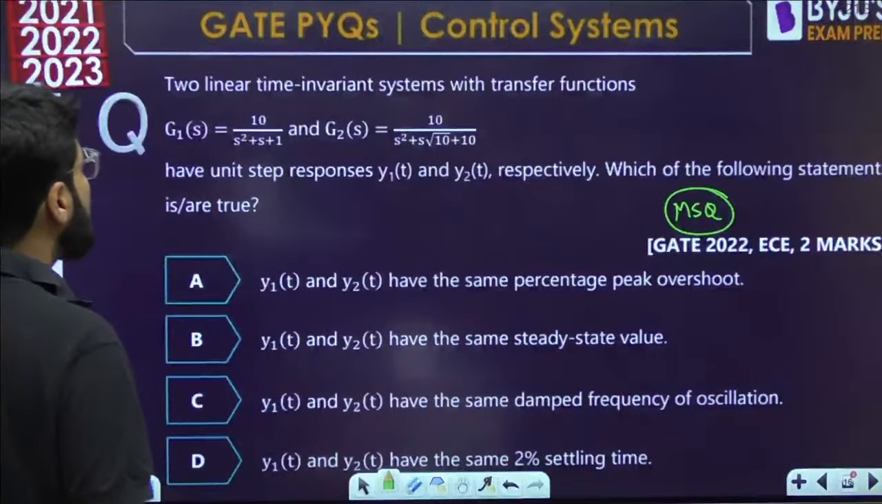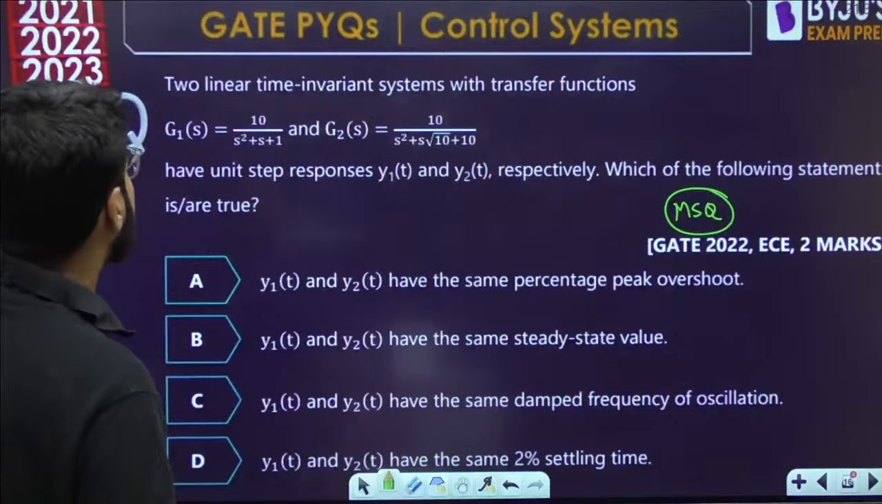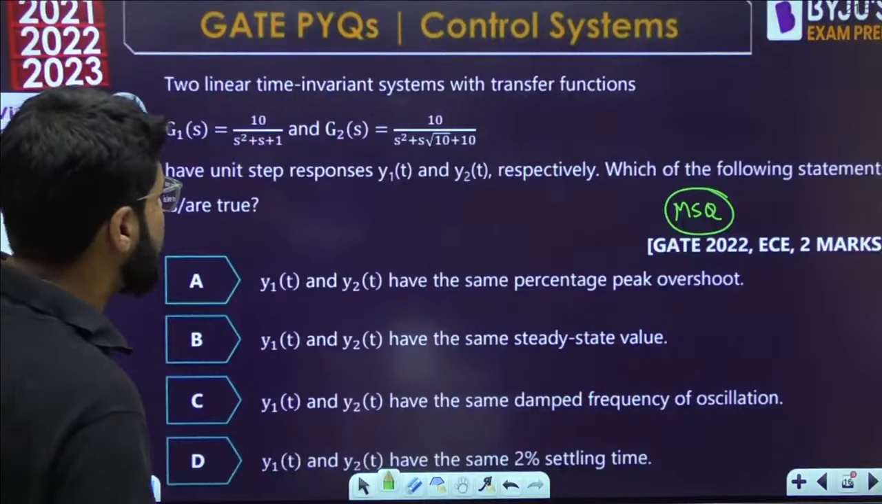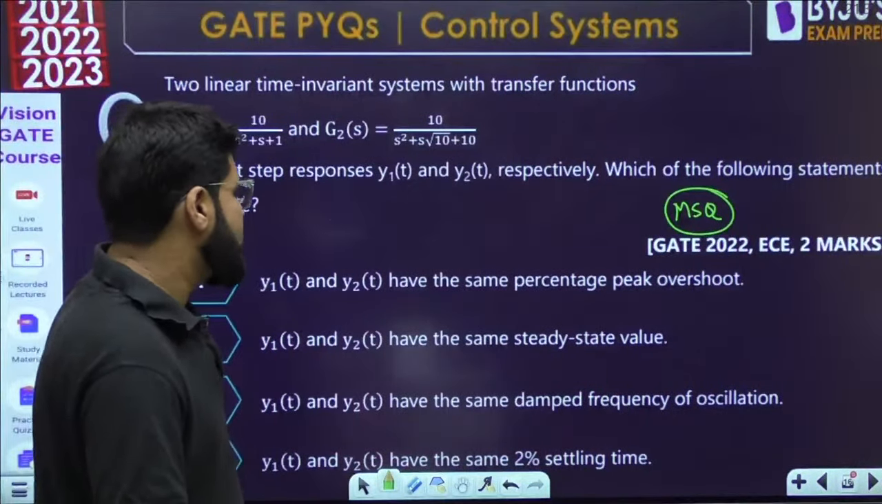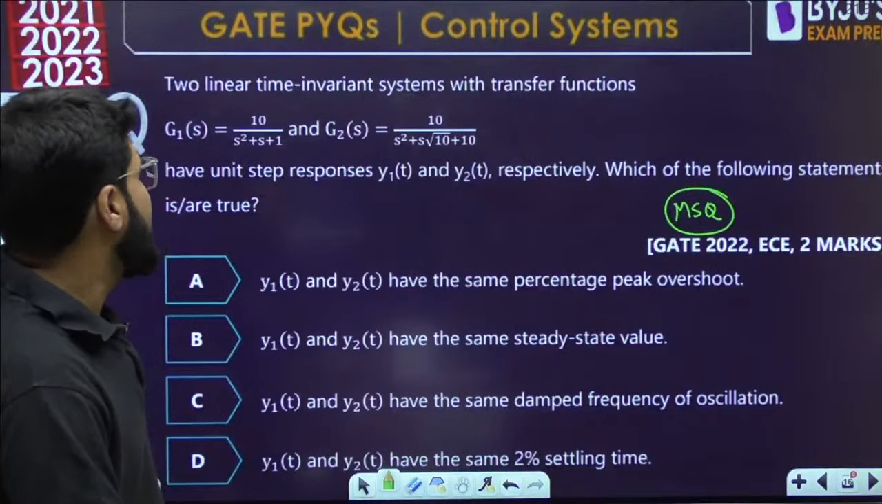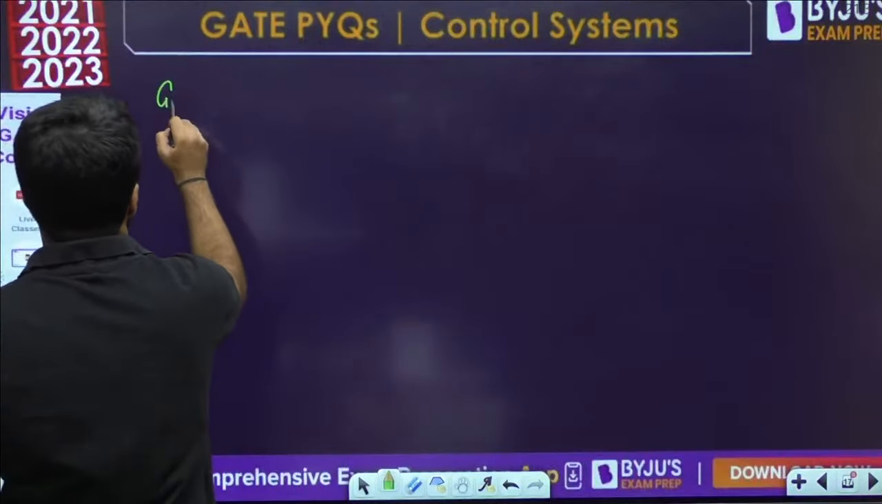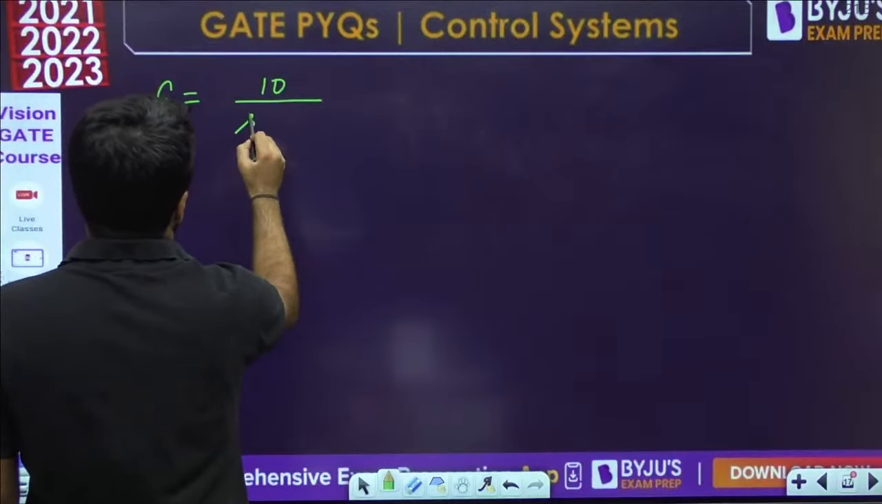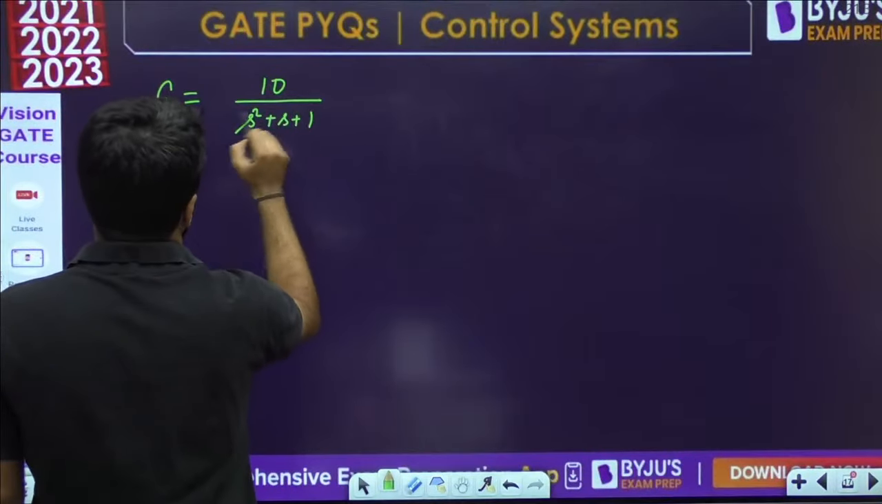Okay. So, two linear time invariant systems with the transfer functions G1, G2 have unit step responses Y1, Y2. Which of the following statements is or are true? Y1, Y2 have the same percentage peak overshoot, have the same steady state value, have the same damped frequency of oscillation, have the same 2% settling time. Okay, very simple. Let me write down what their transfer functions are.